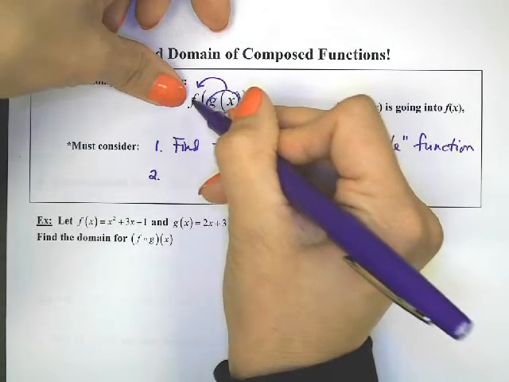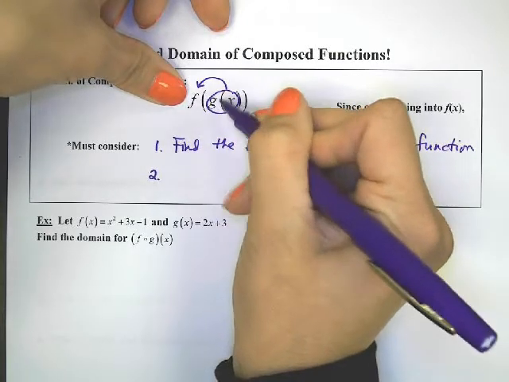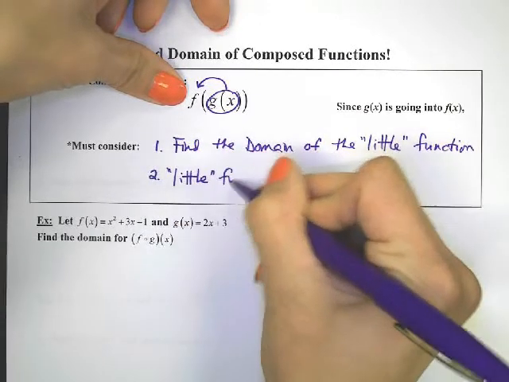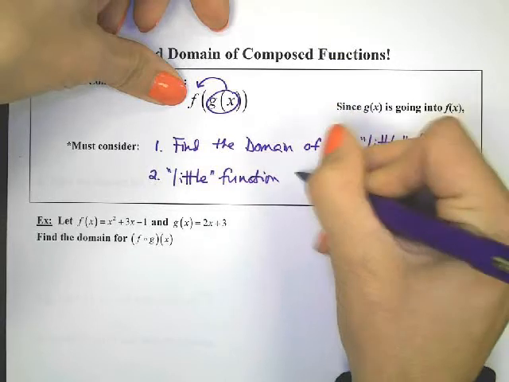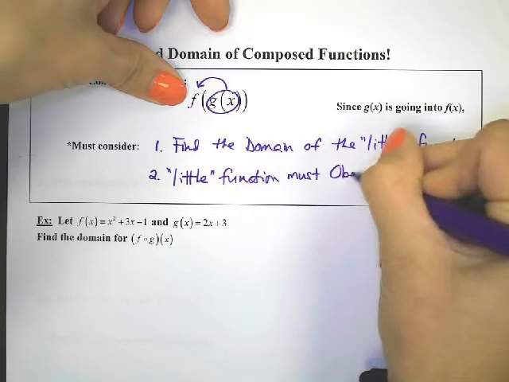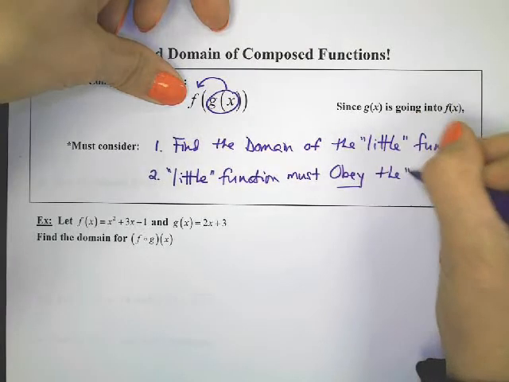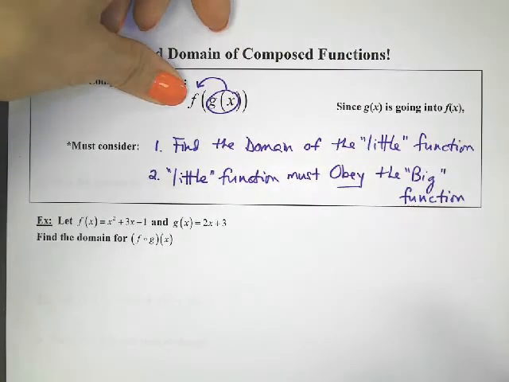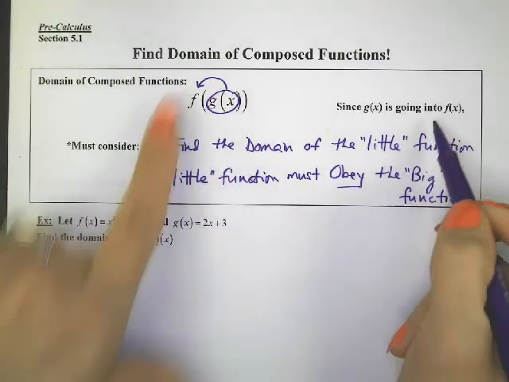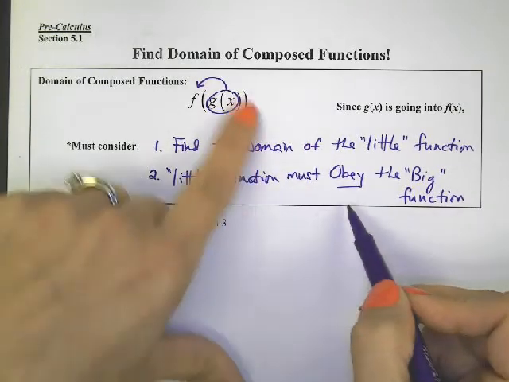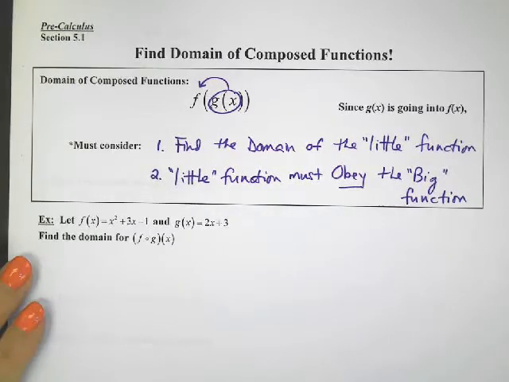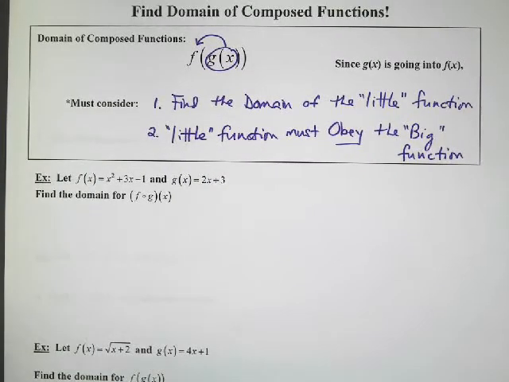If f says, I don't like negatives, then the g of x function cannot be negative. So step two is that the little function must obey the big function. And I'm saying big and little because sometimes it's f of g and sometimes it's g of f. So since g is going into f, the little function g must obey f. Okay, does that make sense? So there's two steps. You cannot do these problems like you've been doing all the other domains. You have to make sure that we do this.